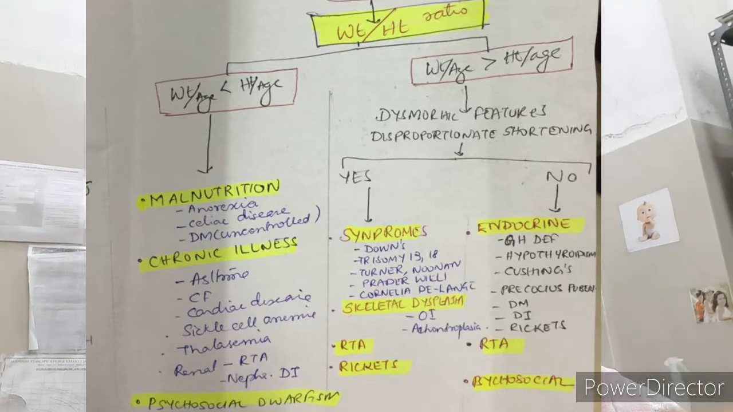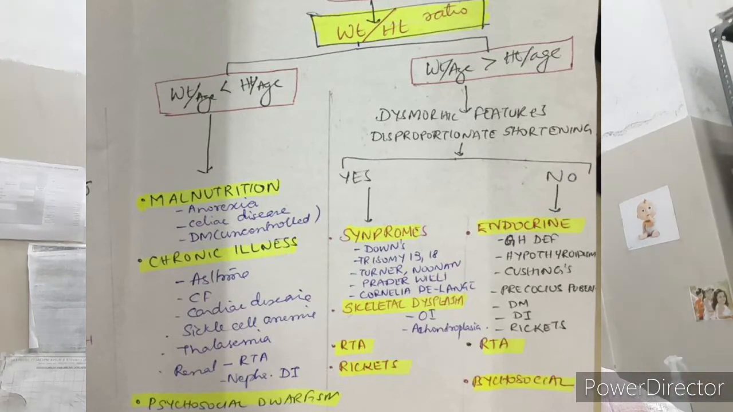So it is lungs, if you include cystic fibrosis, asthma. Then comes your cardiac disease, renal, it can be RTA, it can be renal nephrogenic diabetes insipidus, sickle cell anemia, thalassemias, then even psychosocial dwarfism can all lead on to short stature there.